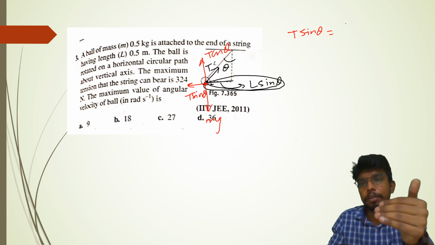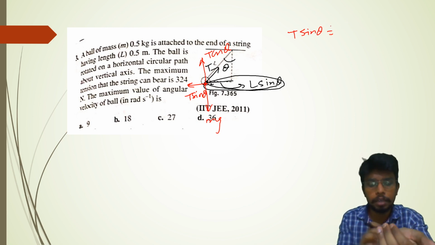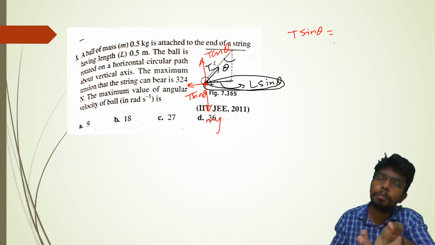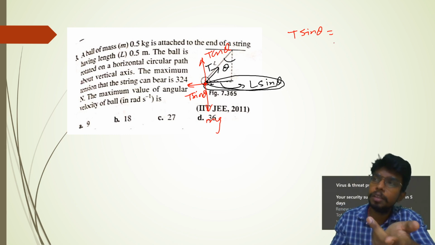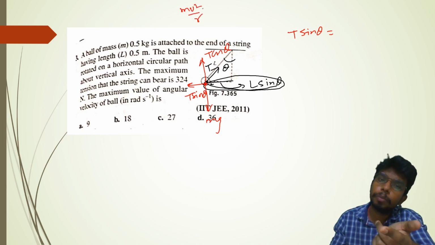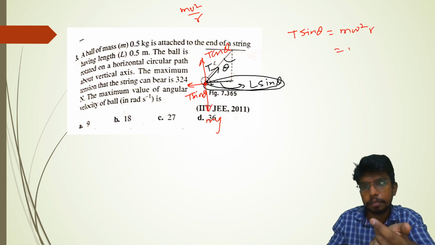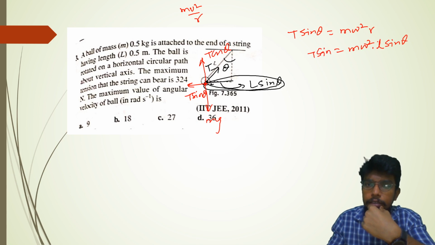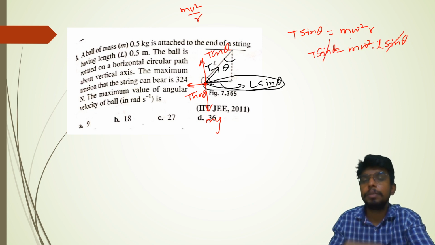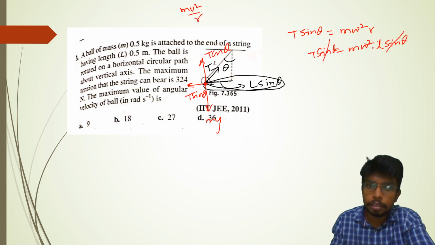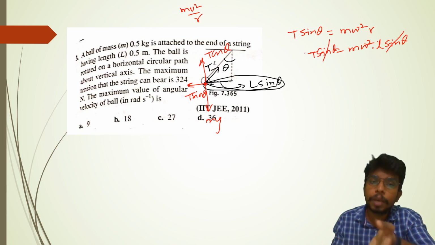So T sin theta is being balanced by mv square by r, because the force that will be there is mv square by r, and v can be written as r omega. So effectively it's going to be m r omega square. Mv square by r, v is r omega, so one r cancels out, m omega square r. And m omega square r, where r is L sin theta, equals T sin theta. So sin theta should cancel out. And tension can have maximum value of 324.